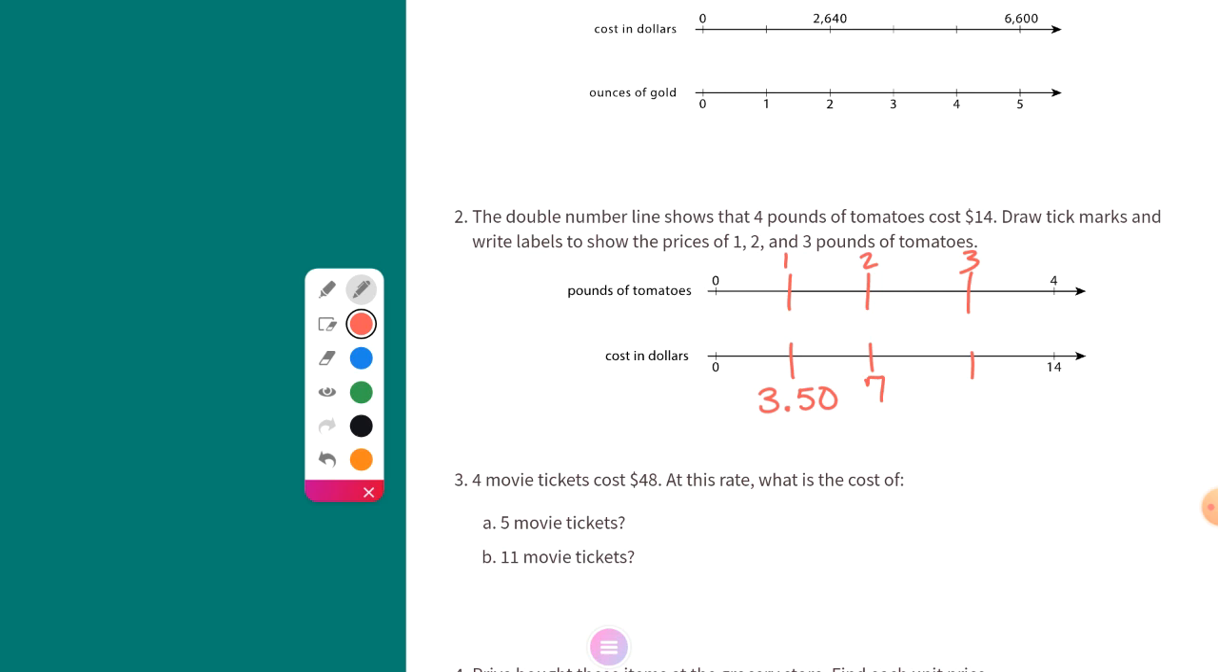Colton? $10.50. Good job, $10.50. Okay, questions on those 2?